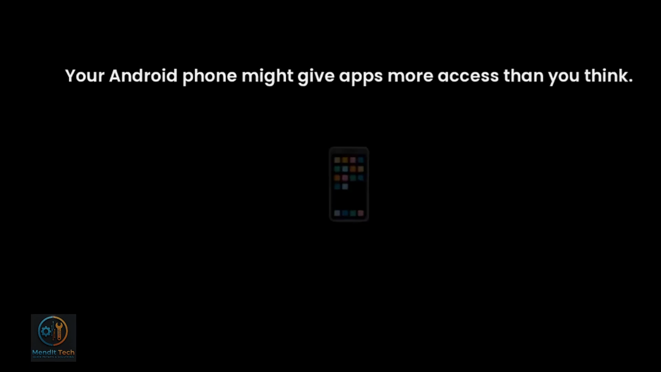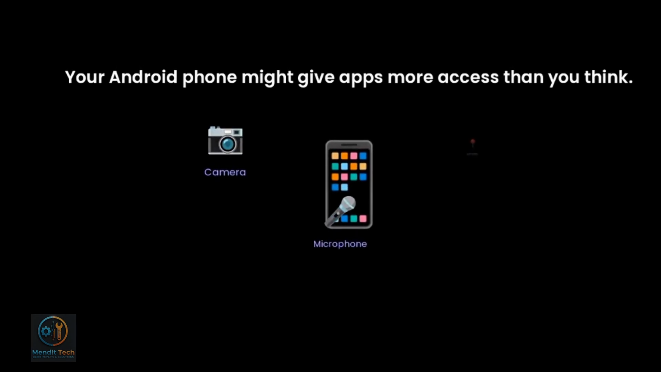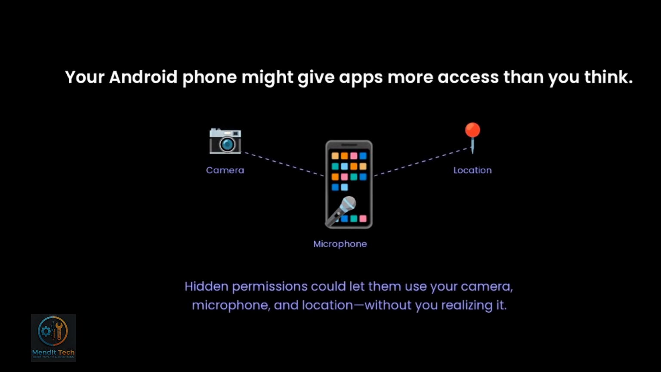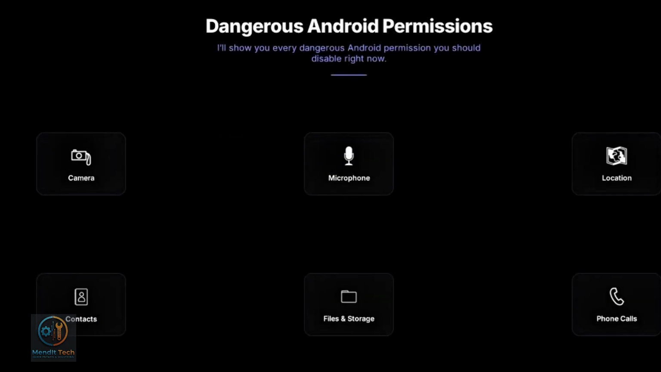Your Android phone might be giving apps more access than you think. Even if you've turned off tracking, hidden permissions could still let apps use your camera, microphone, and location without you realizing it. In this video, I'll show you every dangerous Android permission you should disable right now before it's too late. Let's protect your privacy and take control of your phone again.